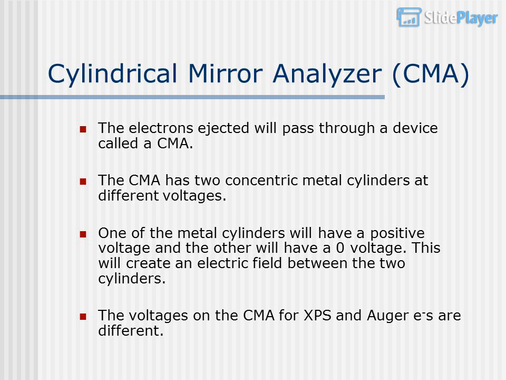The electrons ejected will pass through a device called a CMA. The CMA has 2 concentric metal cylinders at different voltages. One of the metal cylinders will have a positive voltage and the other will have a 0 voltage. This will create an electric field between the 2 cylinders. The voltages on the CMA for XPS and Auger ES are different.